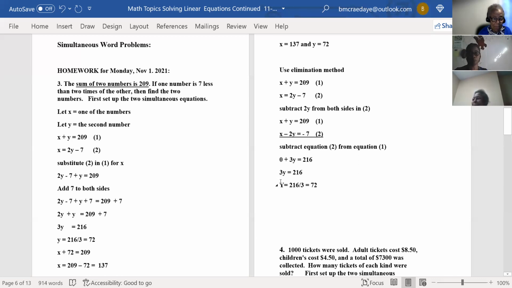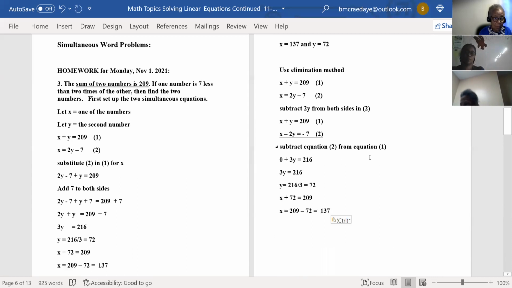Okay. And then we can just substitute the 72 just like we did before. Substitute the 72 in one of the equations. We'll just take it here. So x plus y is 209, x is 209 minus 72, which is 137, and we get the same answers. X equals 137 and y equals 72.